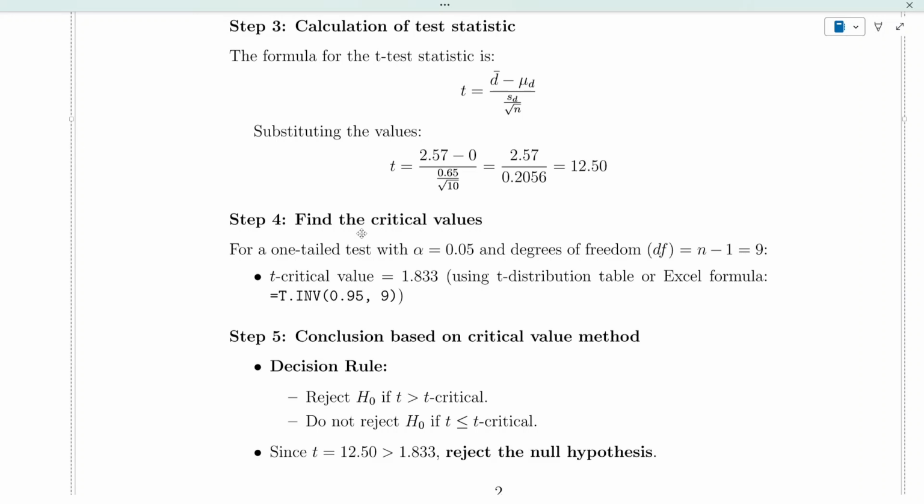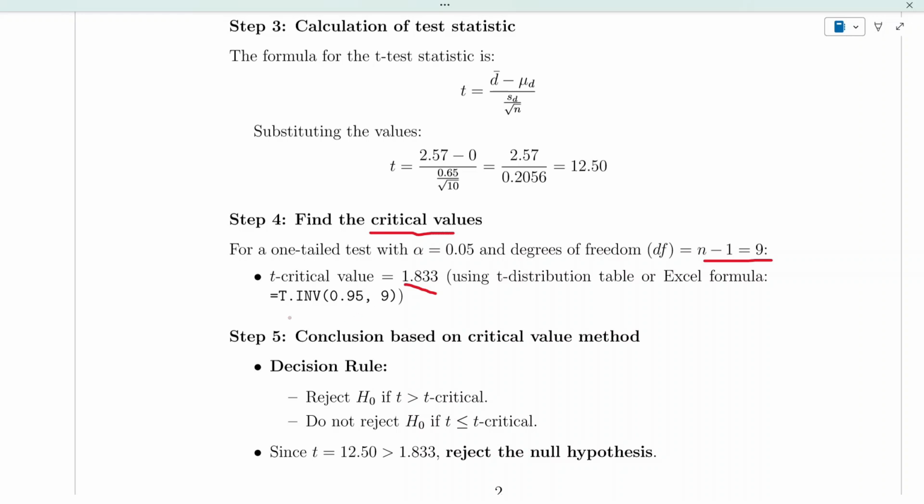Next, we calculate the critical value and compare the test statistic to the critical value. For this test, we're using a 5% significance level, which means we're 95% confident in our results. With 9 degrees of freedom, the critical value for a right-tailed test is approximately 1.833. This critical value can be calculated using a t-table or using the Excel formula.